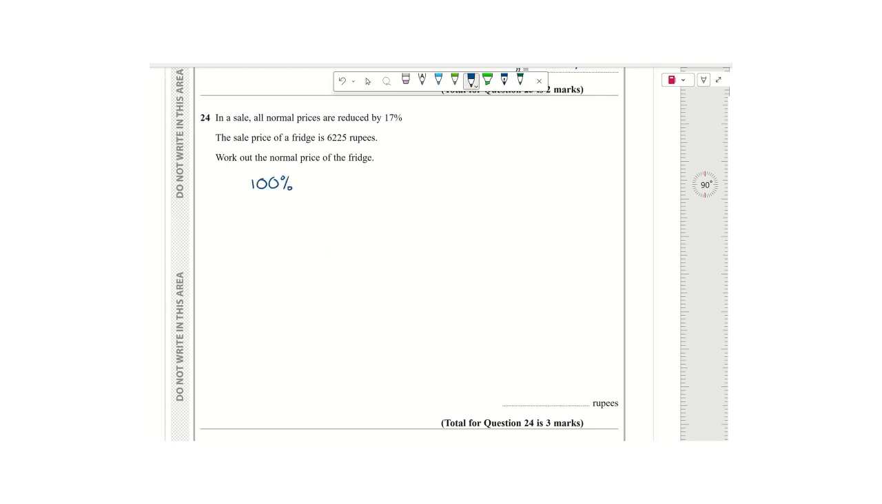I'm going backwards. I've taken 17% off, so that gives me 83% is 6,225. So to go back the other way, I have to divide by 83%. And if I divide by 83%, so 6,225 divided by 83% gives me 7,500. So originally my fridge cost me 7,500 rupees.